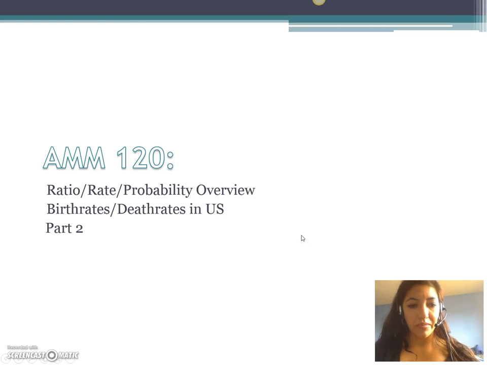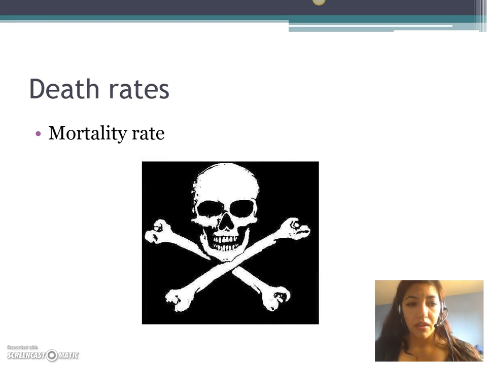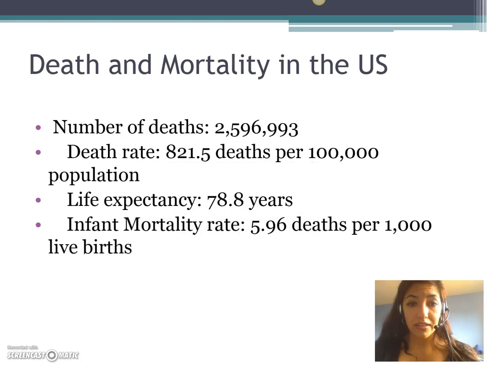Okay, welcome to AMM 120, Ratio Rate Probability Overview and Birth Rates and Death Rates in the U.S., Part 2. So this is the second part, and we're going to be talking about death rates or mortality. So this is what we mean by the mortality rate.